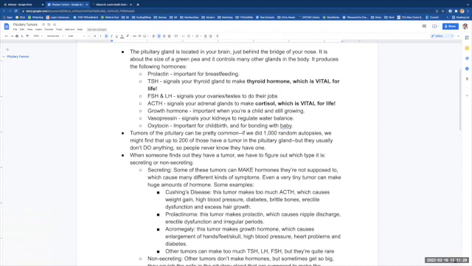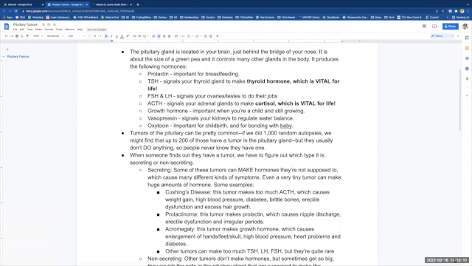Number one, prolactin. This is important for breastfeeding. TSH, or thyroid stimulating hormone. This signals your thyroid gland to make thyroid hormone, which is vital for life. FSH and LH, or follicle stimulating and luteinizing hormones, these signal the ovaries or the testes to do their jobs. ACTH, or adrenocorticotropic hormone, talks to your adrenal glands to make cortisol, another hormone which is absolutely vital for life.